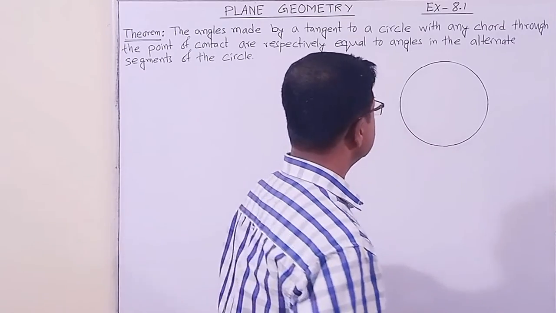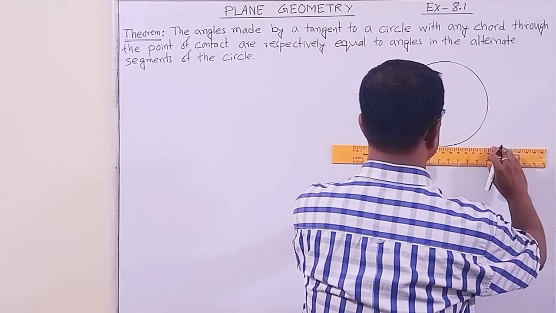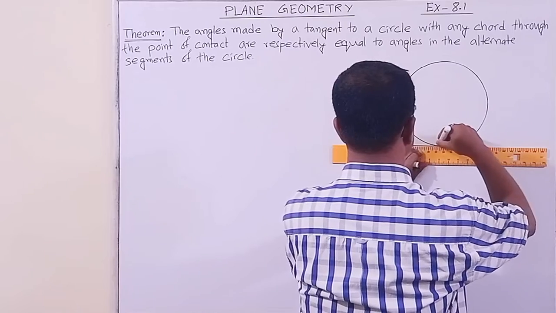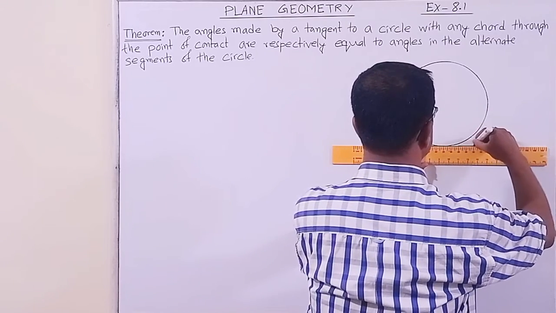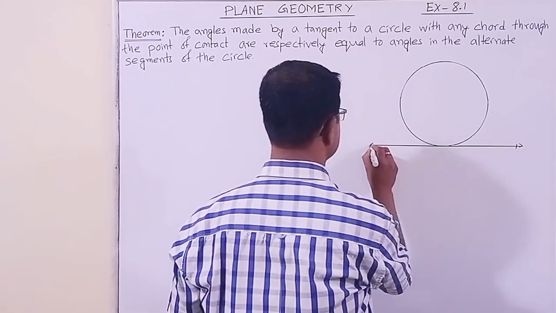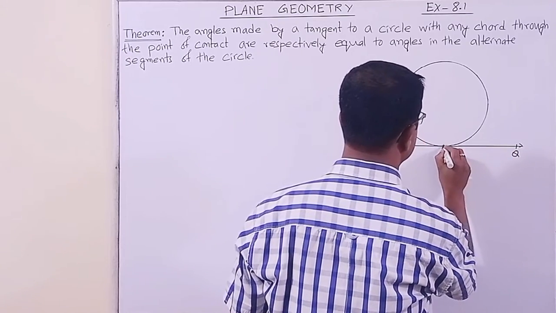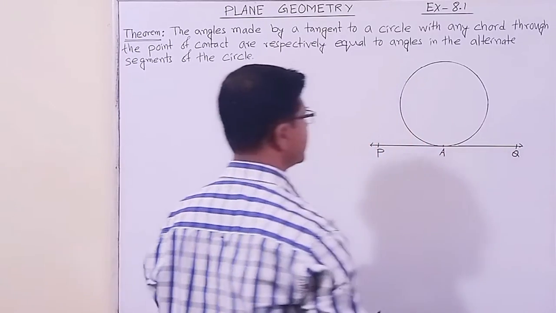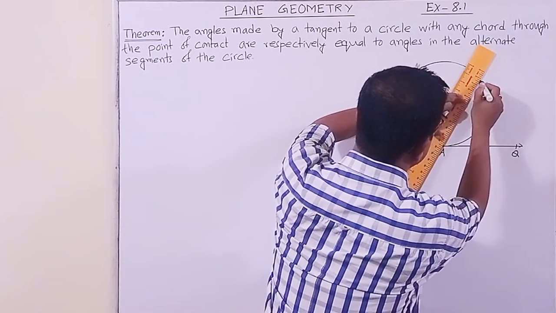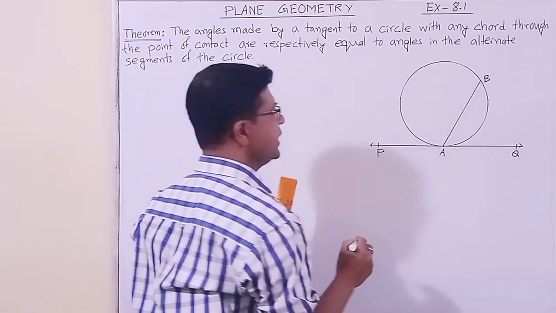Here at first, what is a tangent? Let us draw a tangent. As we have discussed, a tangent is a line which touches the circle at a single point. So this is P and this is Q, and here the point of contact is A. This is called the point of contact. Here we take a chord, you know this is a chord. This is B. The name of the chord is AB.